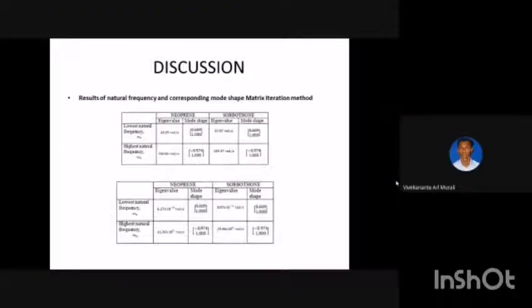Good afternoon. Today I am going to present the discussion of my group project. The tables above show the complete results obtained for natural frequency and mode shape derived from both the matrix iteration method and the validation method. According to the table, Sorbothane has the highest eigenvalue for both the lowest and highest natural frequency compared to neoprene. However, neoprene has the highest value of lowest natural frequency obtained by the validation method, whereas Sorbothane remains the highest for the highest natural frequency obtained by the validation method compared with neoprene.